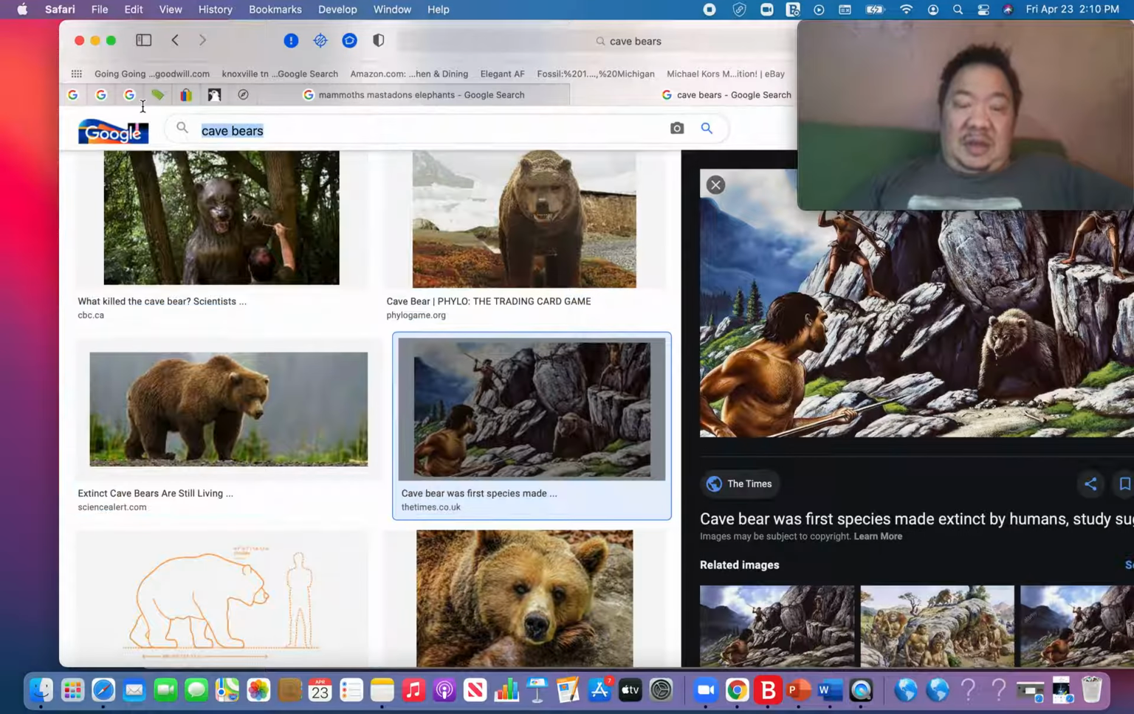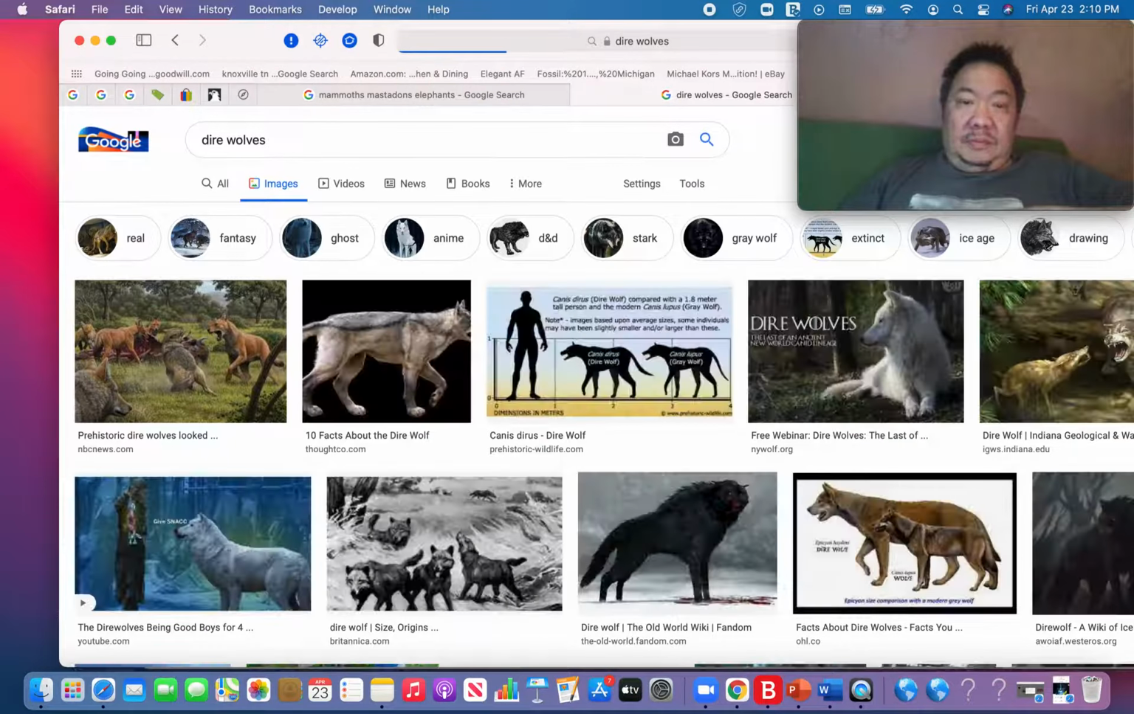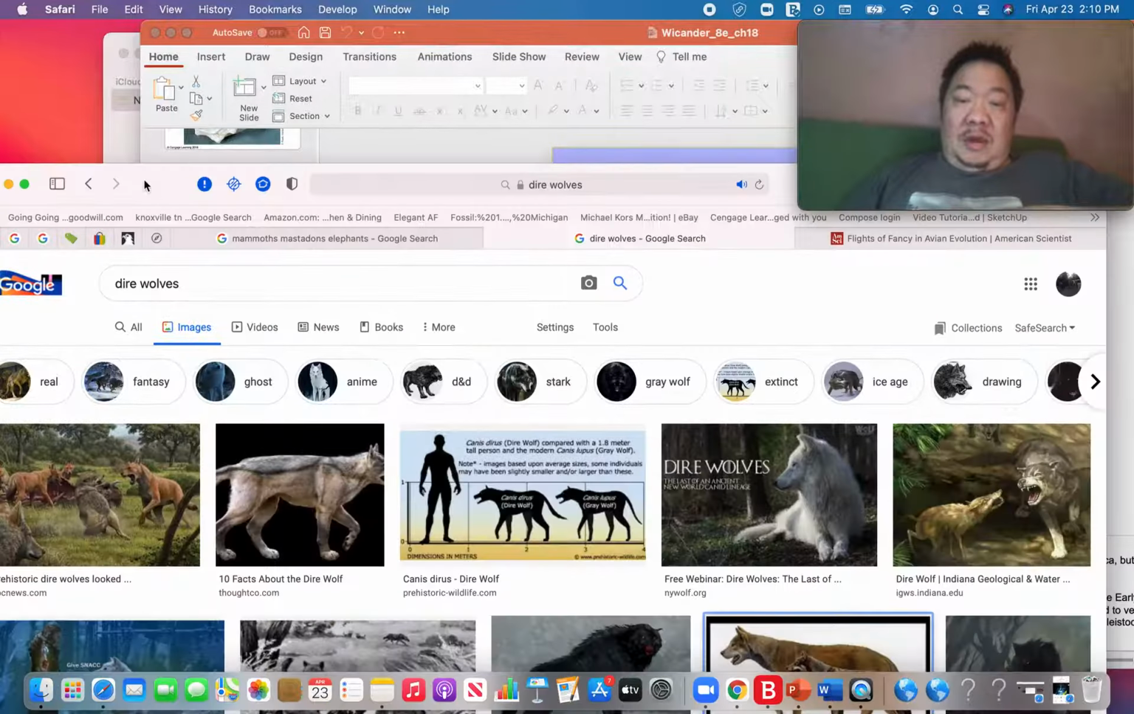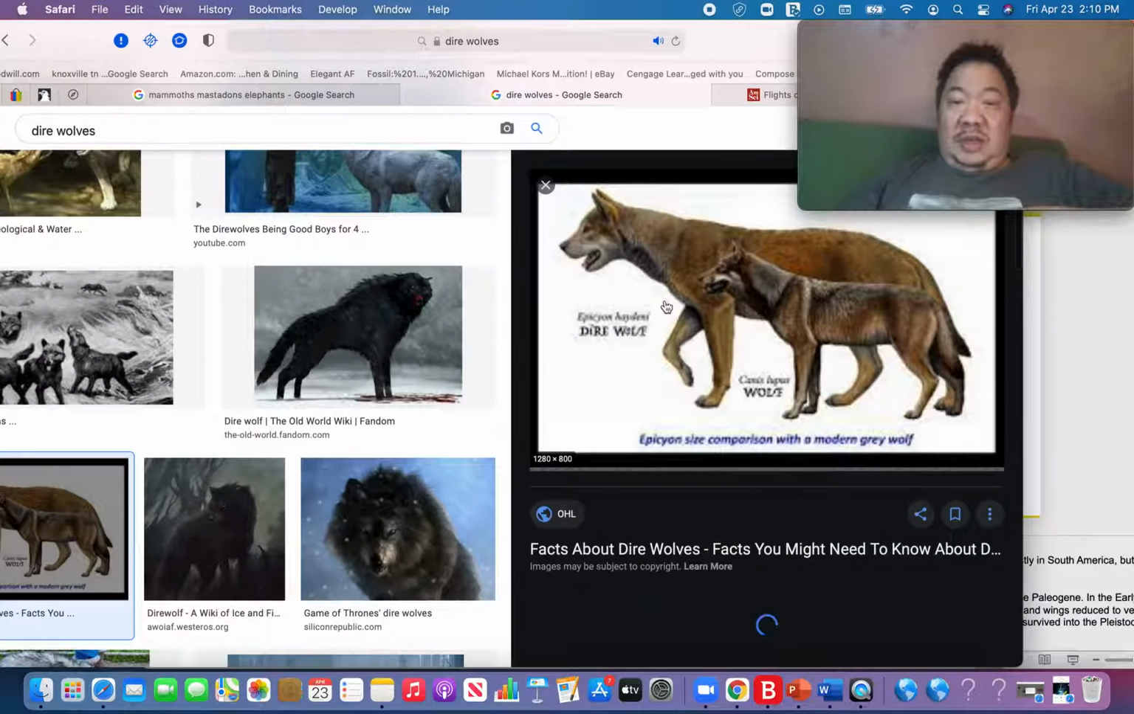Another extinct form of predator that was quite common during the Ice Age is the dire wolves. Dire wolves obviously no longer exist. Look how big a dire wolf is compared to a modern wolf. And a modern wolf is a huge predator. But look, if you can see here, the dire wolf was much bigger.